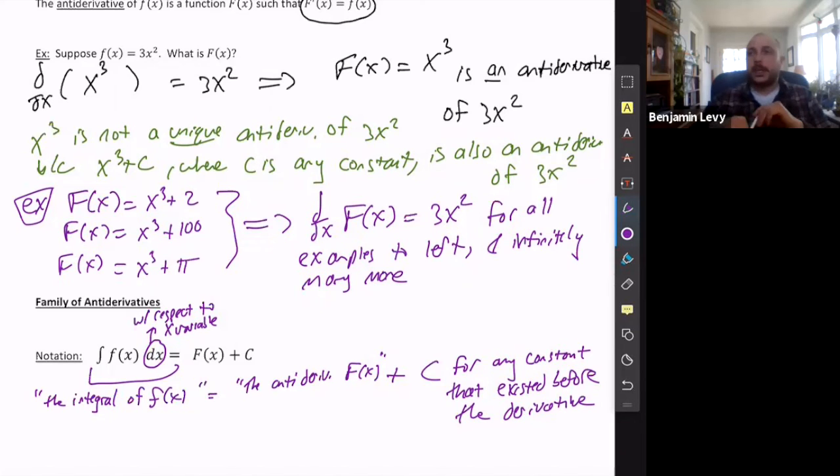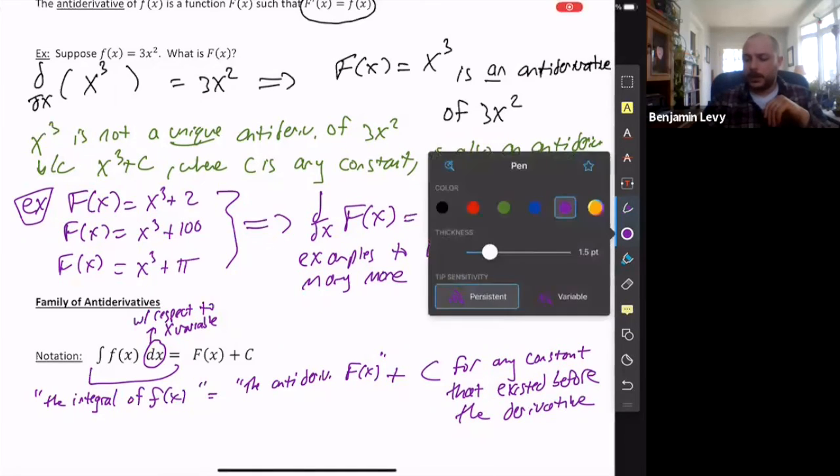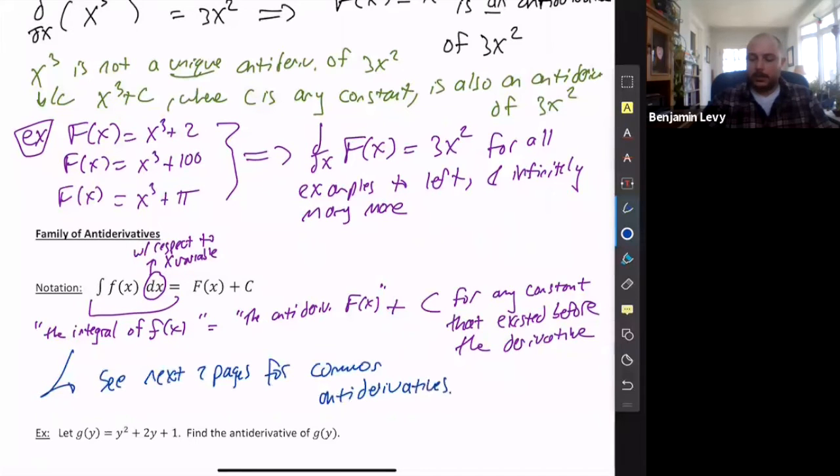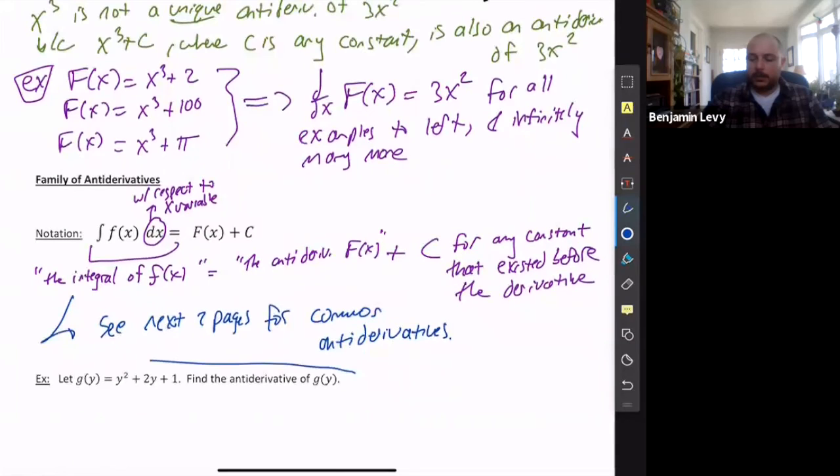Okay, so what is the antiderivative then? How do we figure out what that is? Let's keep moving forward with this. So I'm going to make the note here: see the next 2 pages for common antiderivatives. And I'm going to go flip into that. The antiderivative of this function.